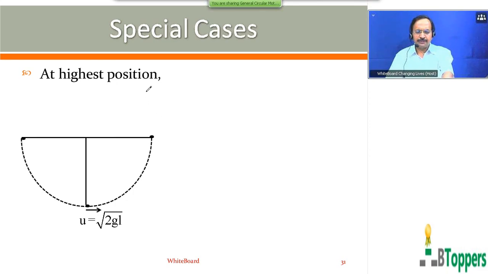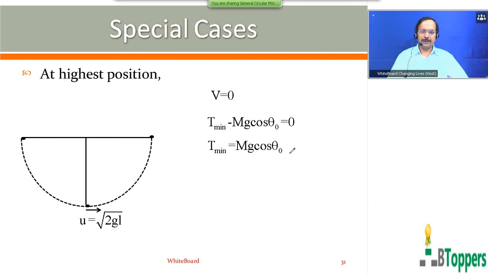At the highest position, v is 0, and from the same previous figure I told you, T minus mg cos theta naught can be taken as 0. That means the basic equation for centripetal force is T minus mg cos theta equal to mv square by r. So at the highest position, take v equal to 0 and theta equal to theta naught. Tension is minimum at the highest position. So at the highest position, the radial acceleration will be 0.